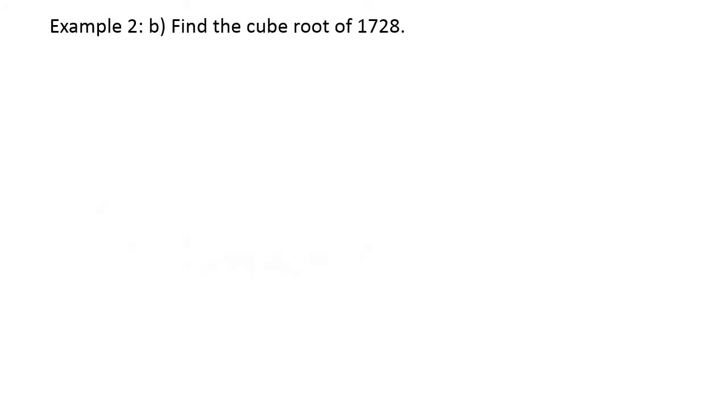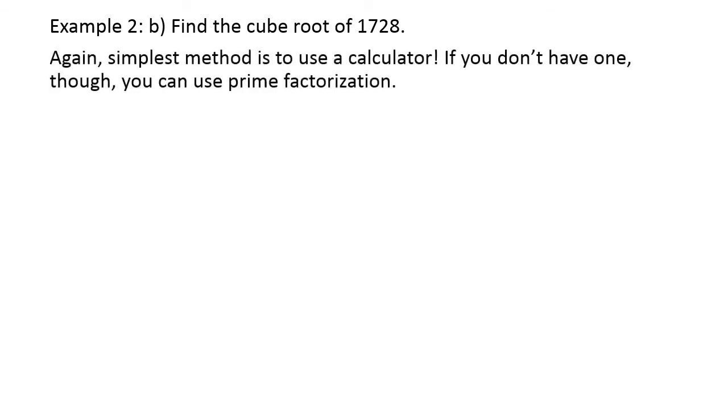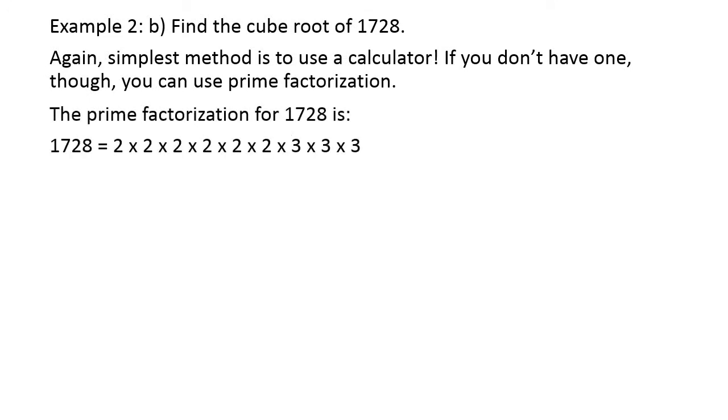Example 2b, find the cube root of 1728. Again, the simplest method is to use a calculator. If you don't have one, you can use prime factorization. The prime factorization for 1728 is 2 times 2 times 2 times 2 times 2 times 2 times 3 times 3 times 3. Again, look back at example 1. If you just skip to example 2b or 2a using my app, example 1 will show you how to do this prime factorization using a factor tree.